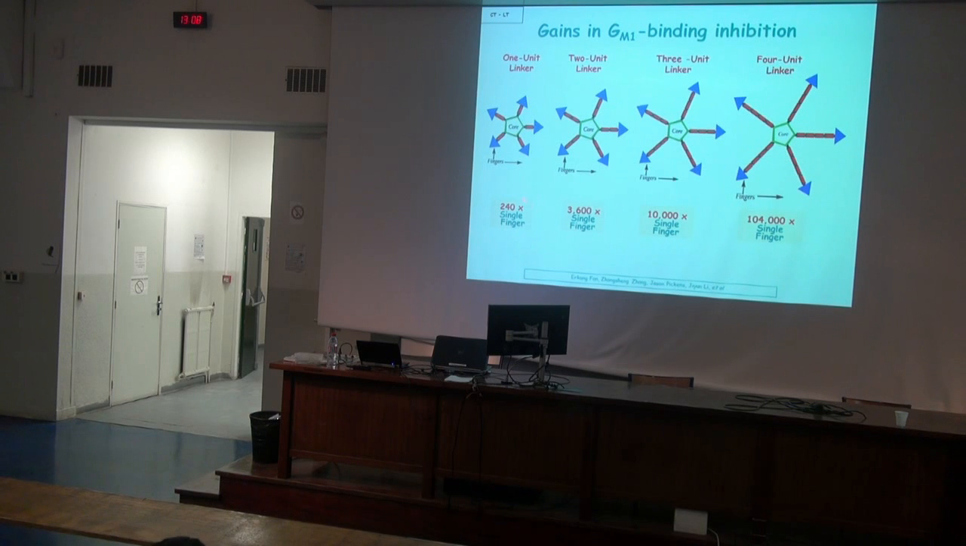And you see an immense effect on affinity. So this one is only about 100 times, 200 times higher affinity than the blue ligand by itself. And if you make the linker longer, it becomes about 1,000 times. If you triple the length of the linker, it's 10,000 times. Quadruple the linker, it's 100,000 times.